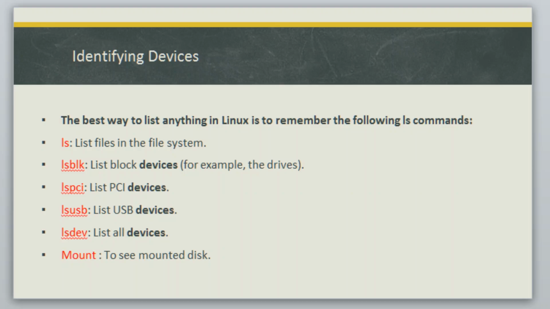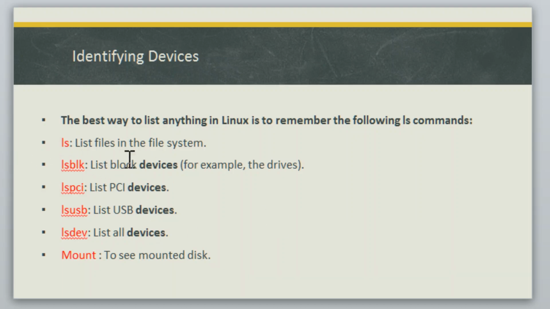So let's go ahead and look at identifying devices. The best way to list anything in Linux is to remember the ls command. ls is a very good command to list a lot of things, not just files, but other things as well. First, ls lists the files in the file system. We've seen this used many times.